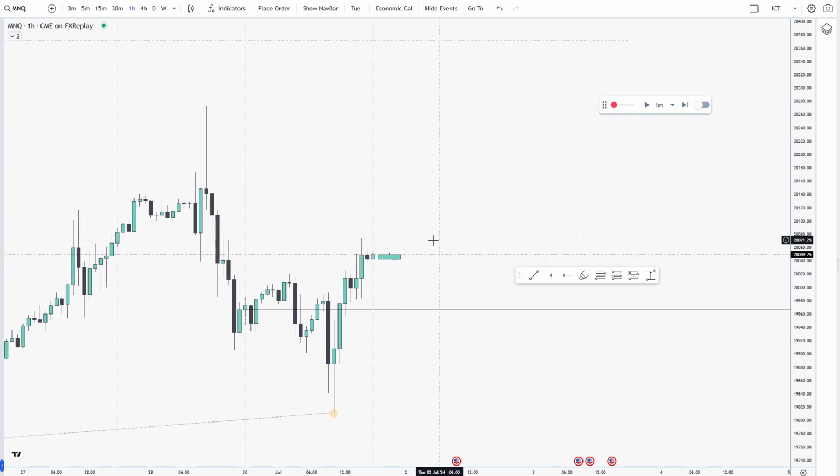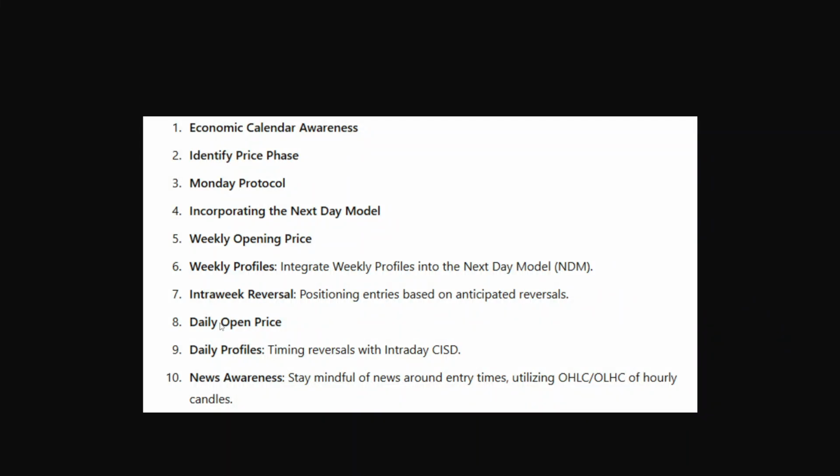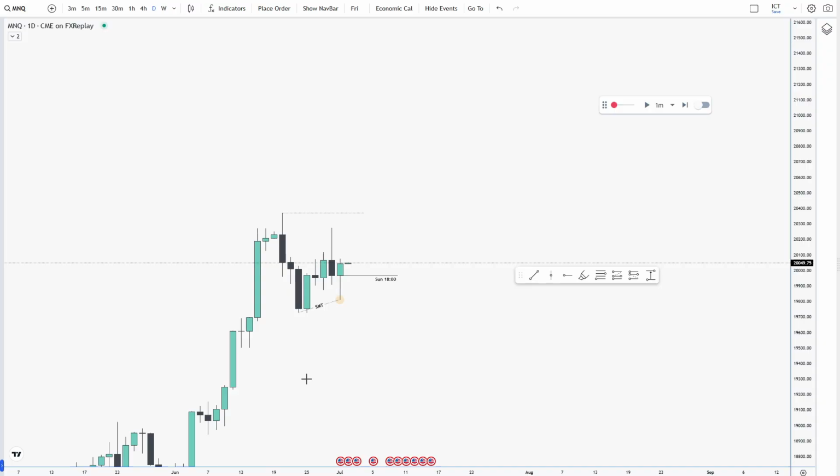And for the intraday entries, we could go to the daily range or the intermediate time frames. So the first thing going into the daily range is the daily opening price. The second thing is the daily profiles, and then the entry. And also going into the new day, using the next day model, my point of interest will be the equilibrium of the previous day's range. In this case, we have a large wick. So I will use the equilibrium of this wick as my point of interest to continue to the upside.